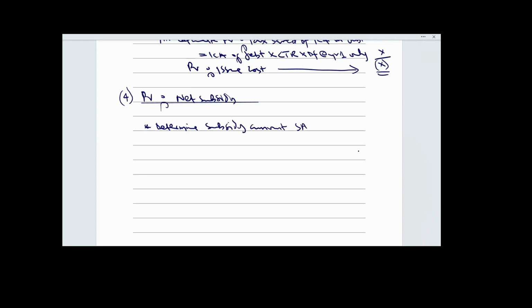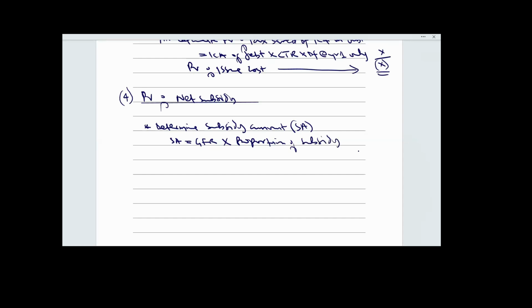How do you determine subsidy amounts? SA is equal to the gross finance required, that is if you are using gross finance required. If you want to use net finance required, it will be net finance required multiplied by the proportion of subsidy.